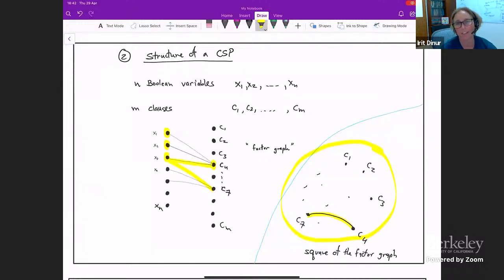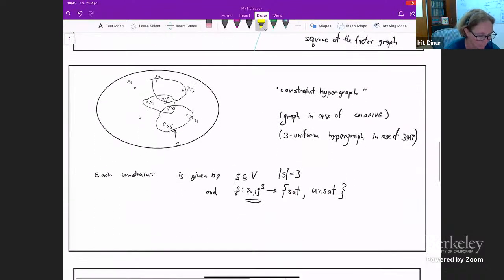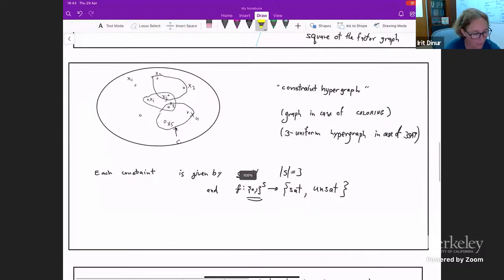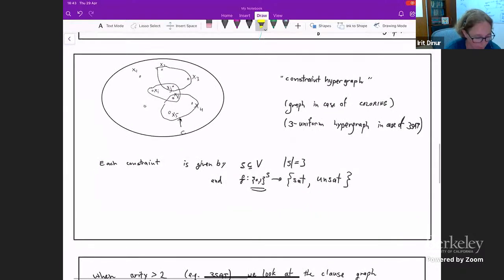So far, all I said is that if you give me a CSP, there's a natural graph I can look at. Actually, this is not the most natural thing to look at. There is something that I would argue is more natural, but we don't look at it so much. But let's talk about it just for a minute. Let's call it the constraint hypergraph. And this I would view as the most natural object.